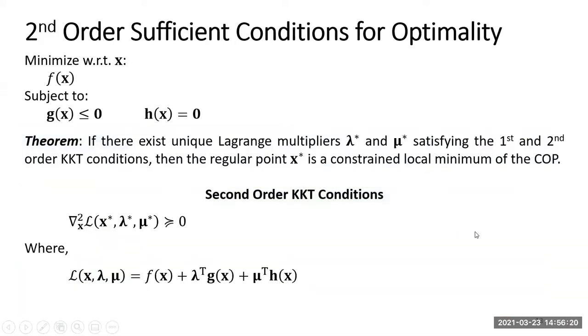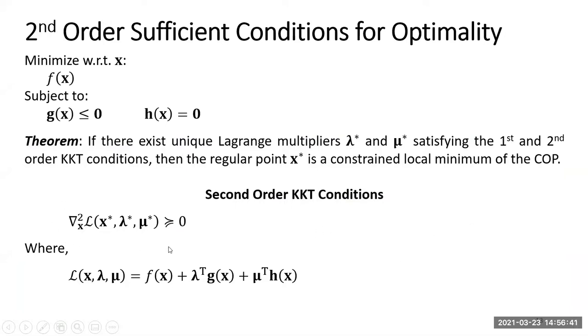Now we have second order KKT conditions too. If there exist unique Lagrange multipliers lambda star and mu star satisfying the first and second order KKT conditions, then the regular point x star is a constrained local minimum of the constrained optimization problem. So these are the second order KKT conditions.